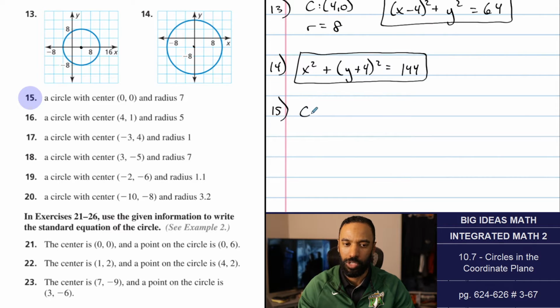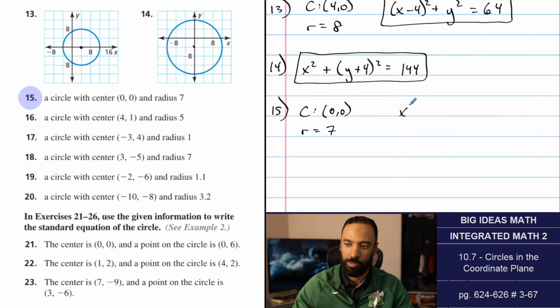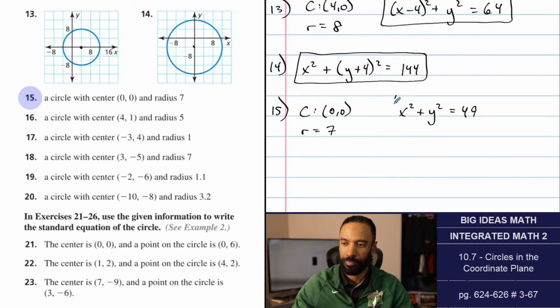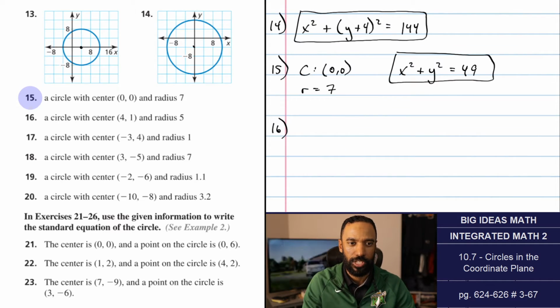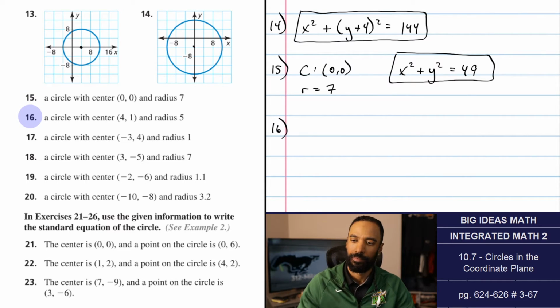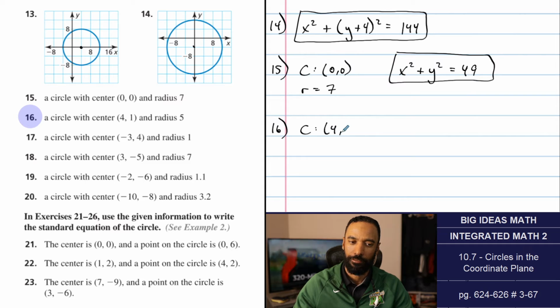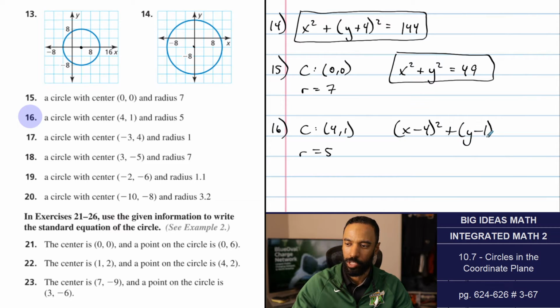A center at 0, 0. This time, because it's actually written, I feel compelled to copy these things. The radius is 7. So this is going to be x minus 0 squared plus y minus 0 squared equals 7 squared. That's number 15. Number 16, we have a center at 4, 1. That's our HK. And radius 5. So center at 4, 1, and radius of 5. This is x minus 4 quantity squared plus y minus 1 quantity squared equals 5 squared.